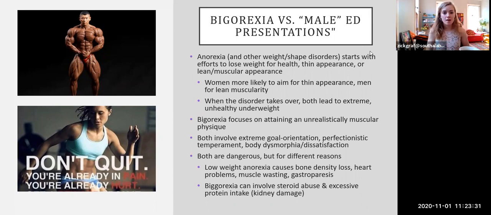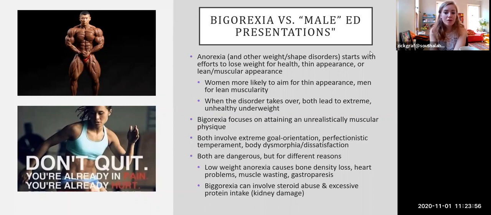Both bigorexia and anorexia involve extreme goal orientation, a perfectionistic temperament, and a really high degree of body dysmorphia, so not seeing your body the way other people see it, and body dissatisfaction, including a lot of preoccupation with weight and shape, whether that shape is really thin, lean and muscular, or extremely muscle-bound. Both of these types of disorders are dangerous, but for different reasons.